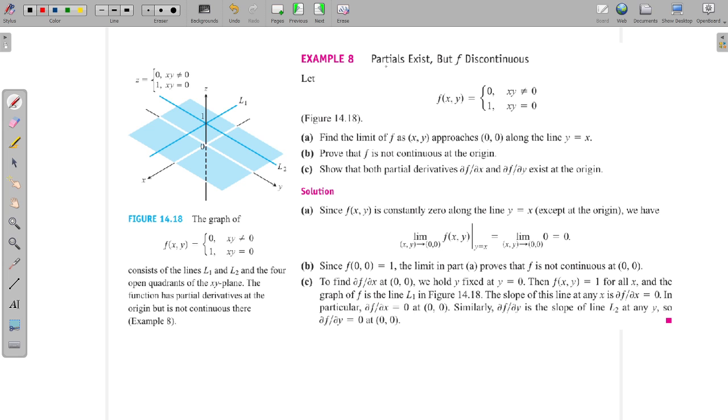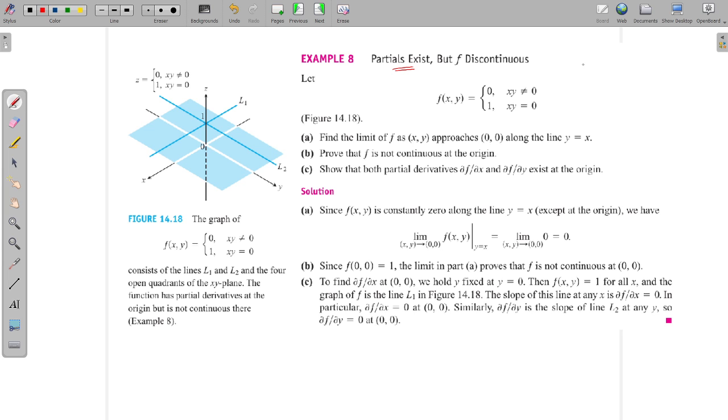Now we have an interesting problem. This is very important because it gives an interesting result on partial derivatives. Example 8 explains that there are functions for which partial derivatives exist, but f is not continuous.